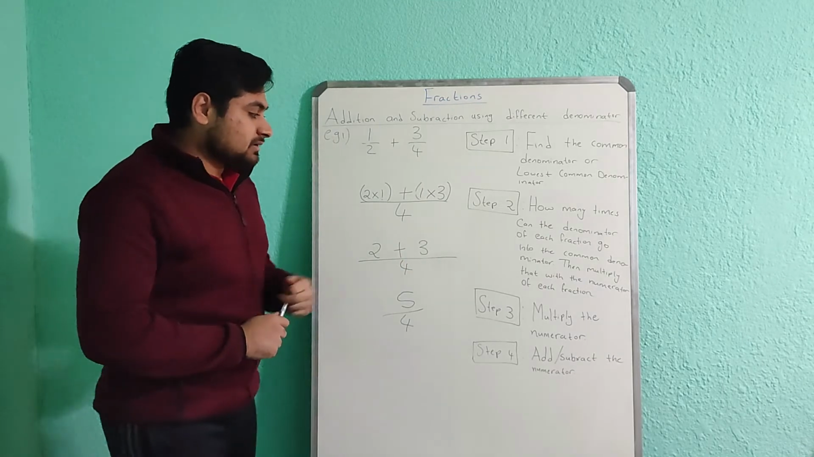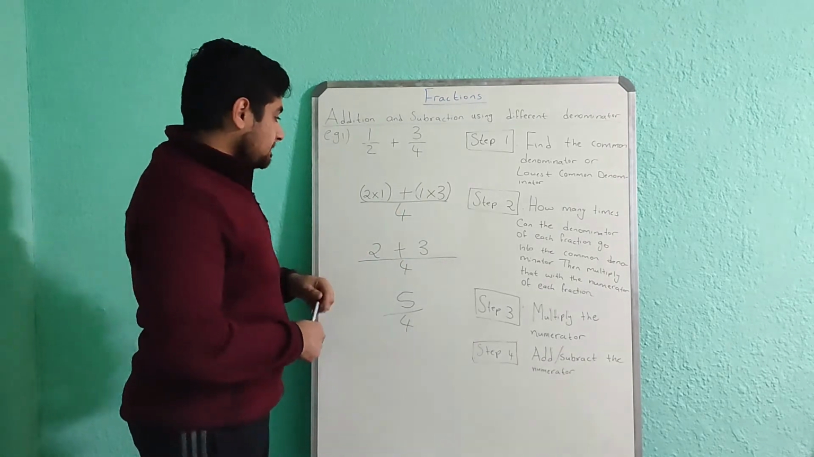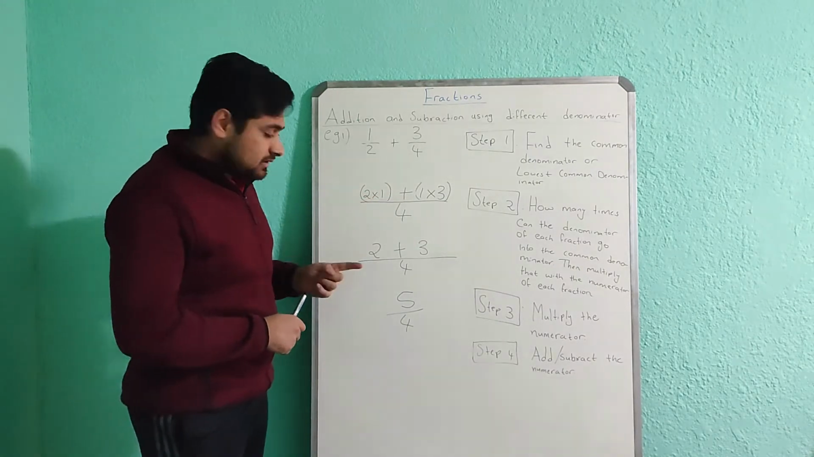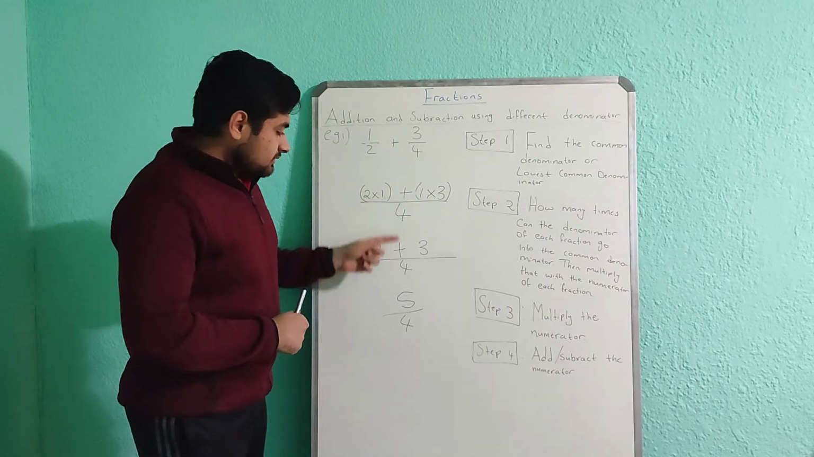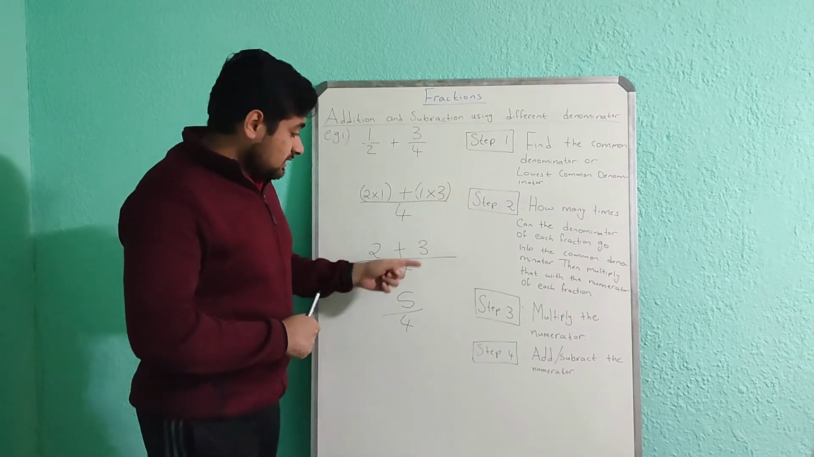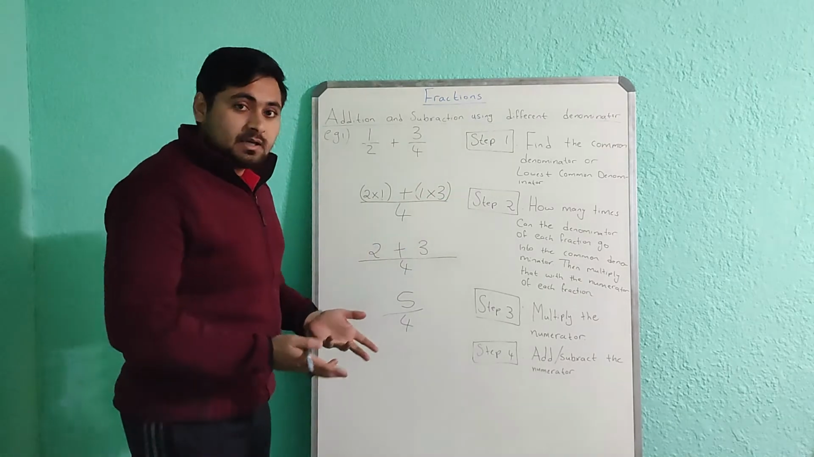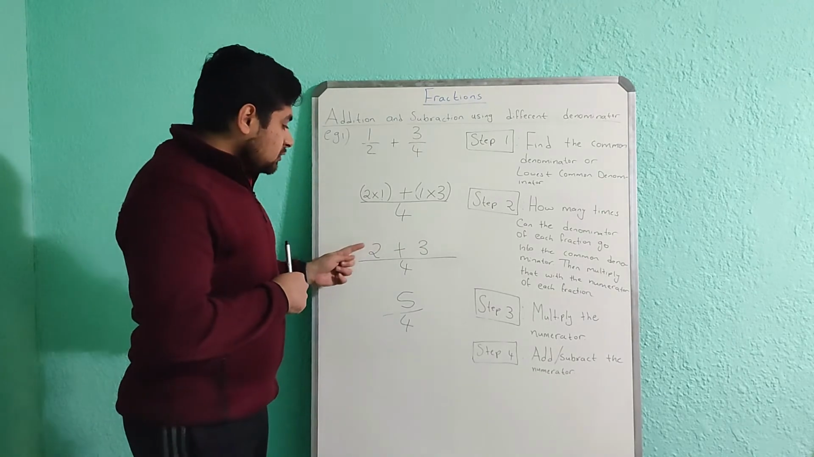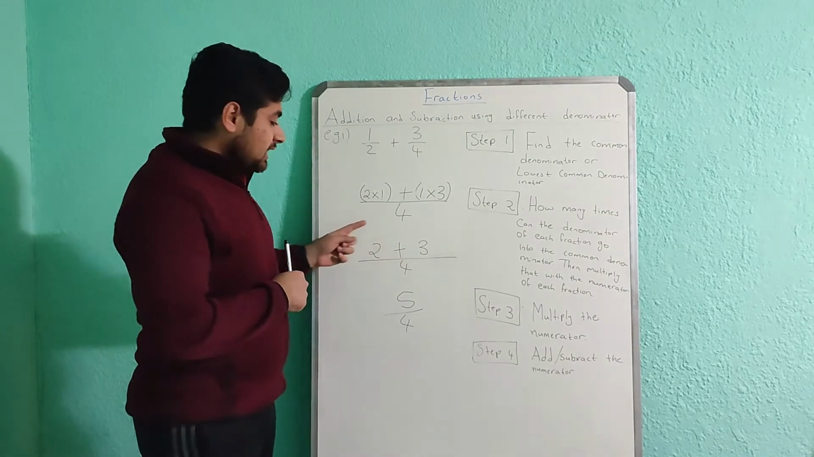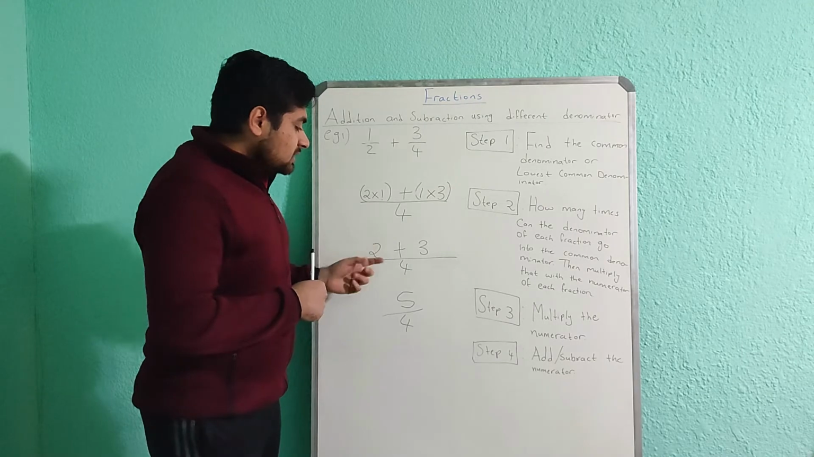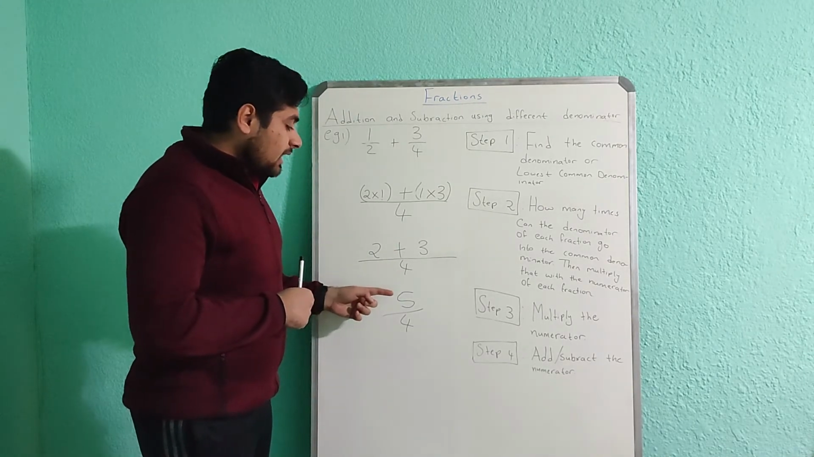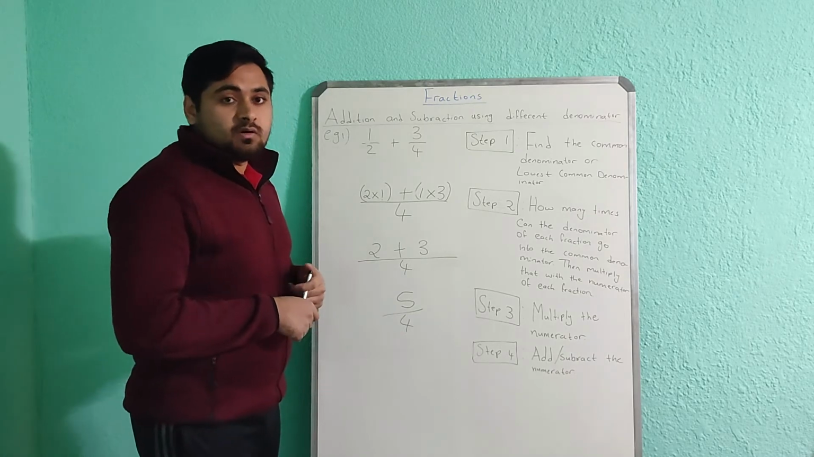Now step 3 says multiply the numerators. So now we need to open these brackets by multiplying. What is 2 times 1? 2, plus what is 1 times 3? 3. And the final step, depending on the sign, add or subtract the numerators. The sign was plus, so we're going to add 2 plus 3, which is 5. And the new denominator was 4. Therefore our answer is 5 over 4.